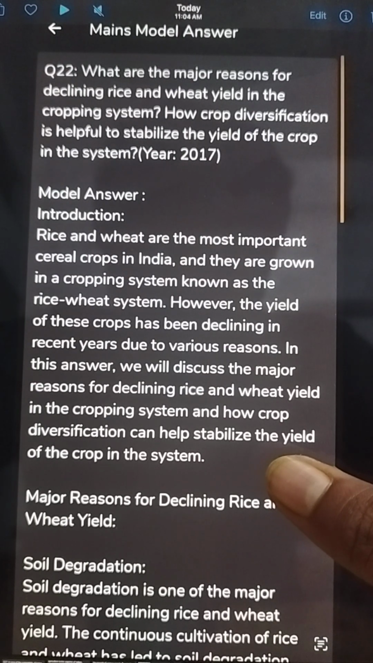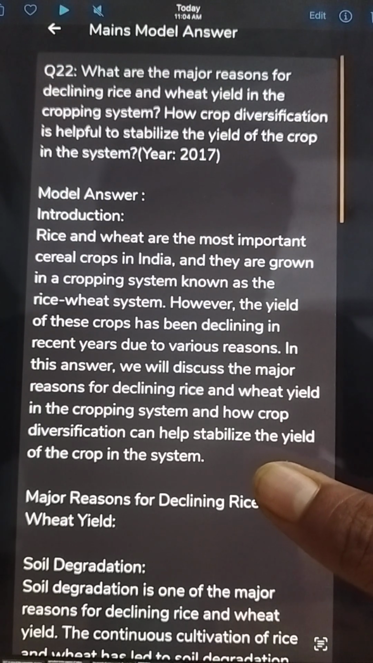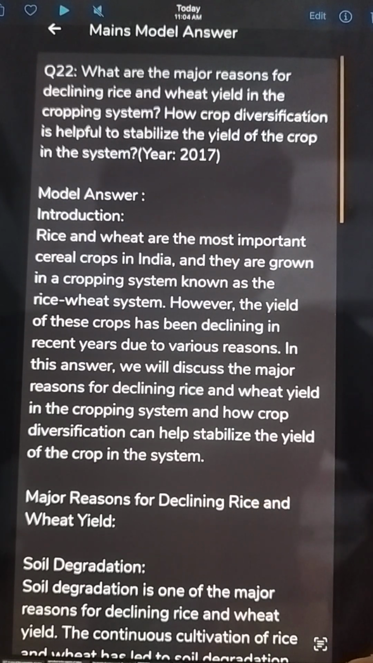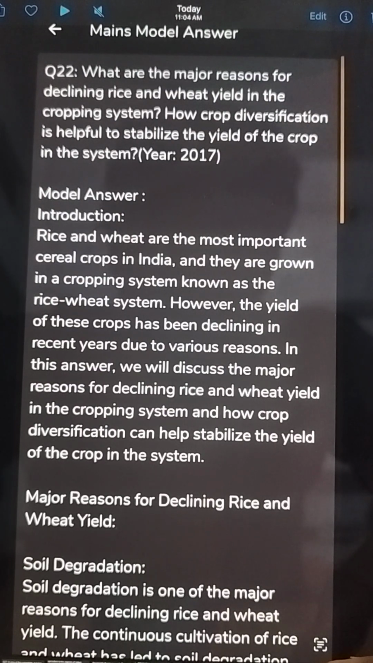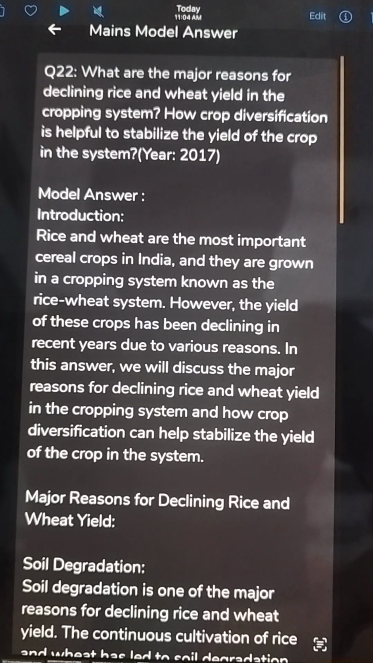How is crop diversification helpful to stabilize the yield of the crop in the system? Rice and wheat are the most important cereal crops in India, and they are grown in a cropping system known as the rice-wheat system. However, the yield of these crops has been declining in recent years due to various reasons. In this answer, we'll discuss the major reasons for declining rice and wheat yield in the cropping system and how crop diversification can help stabilize the yield of the crop in the system.